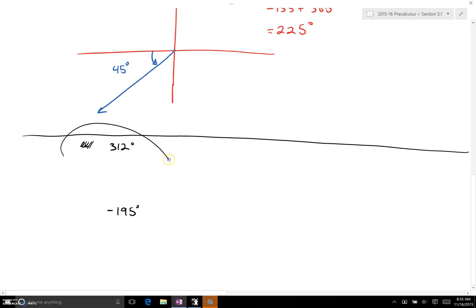Alright, so here's an example for you guys to try on your own. Pause the video, do it, and then come back and check your answer.